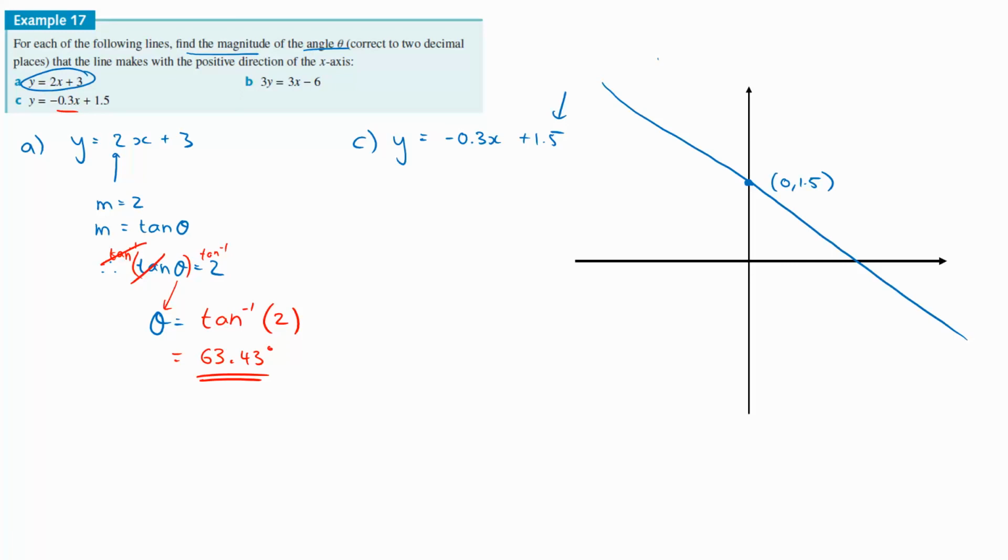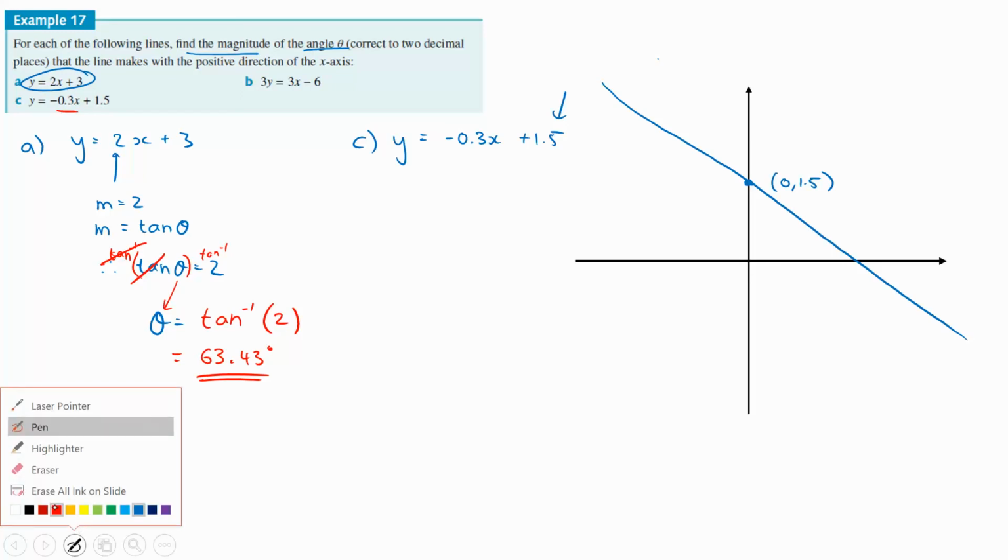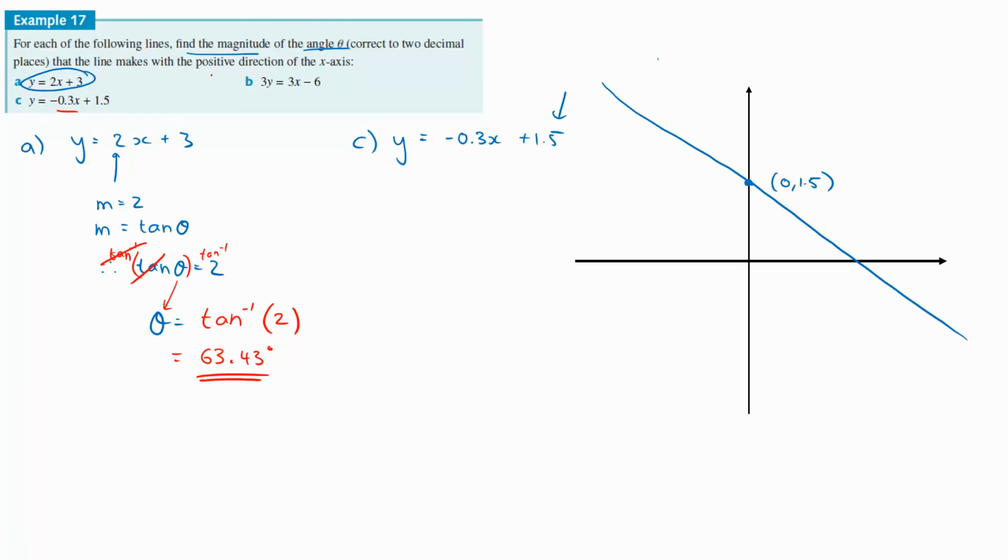Now, your job is to find the angle that it makes with the positive direction of the x-axis. Because it says positive direction of the x-axis, this is the positive direction, so the angle that it makes is this one. That's what you're trying to find. But when you do rise over run, this is your run and this is your rise, you're only going to work out this angle, which through alternate angles I know is the same as this angle here. Just in case you've forgotten about alternate angles, this is your line, this is the angle I was talking about just now, and it's equal to this angle.